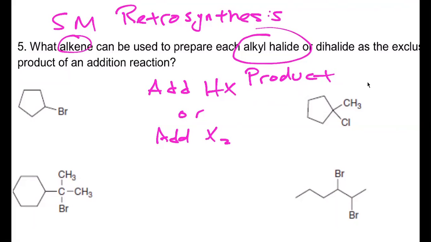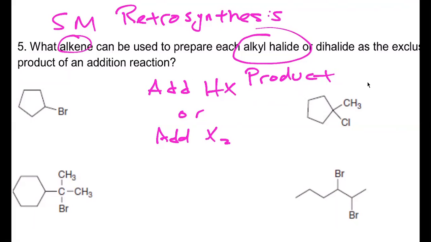Addition, subtraction, in the regular world, yes, but in chemistry, addition and elimination are reverses of each other. So we need to eliminate. That's how we're going to get from the alkyl halide back to the alkenes. We need to do an elimination.